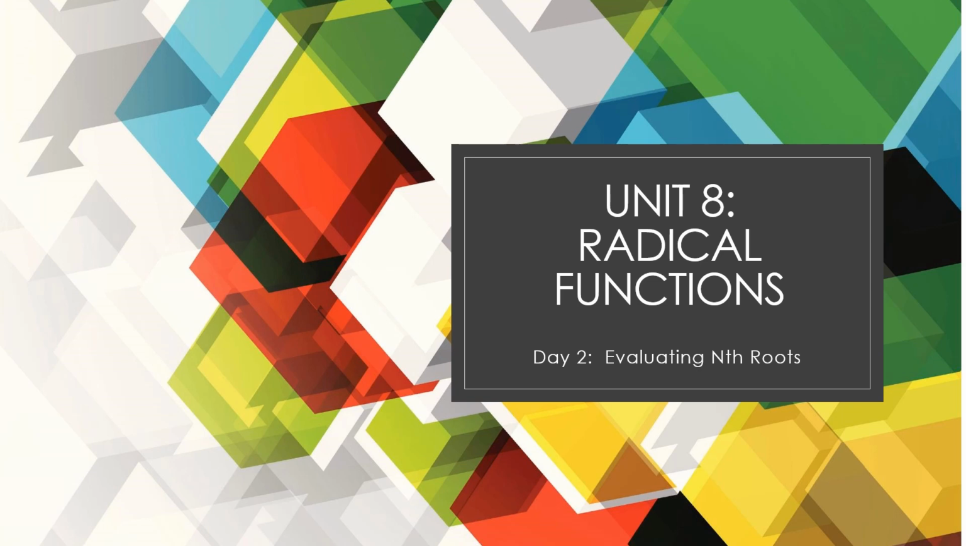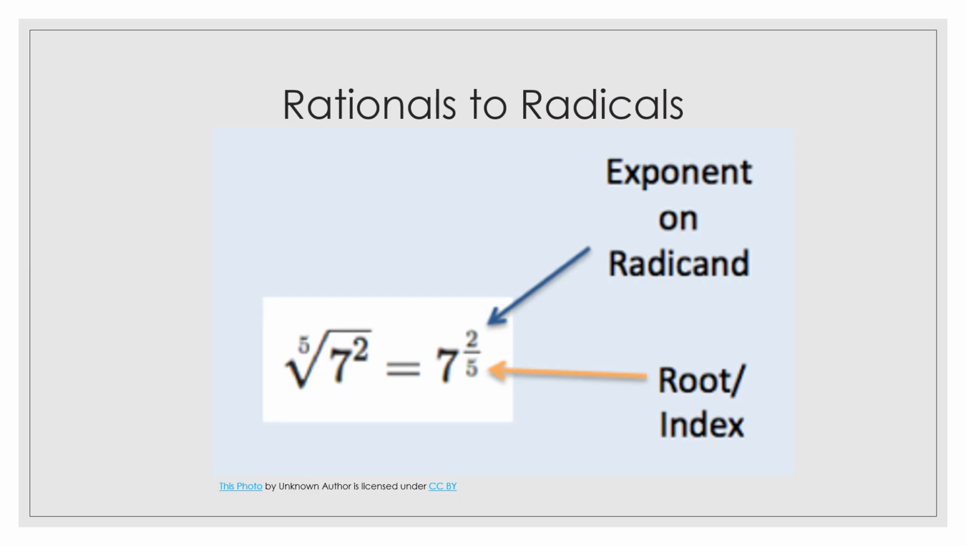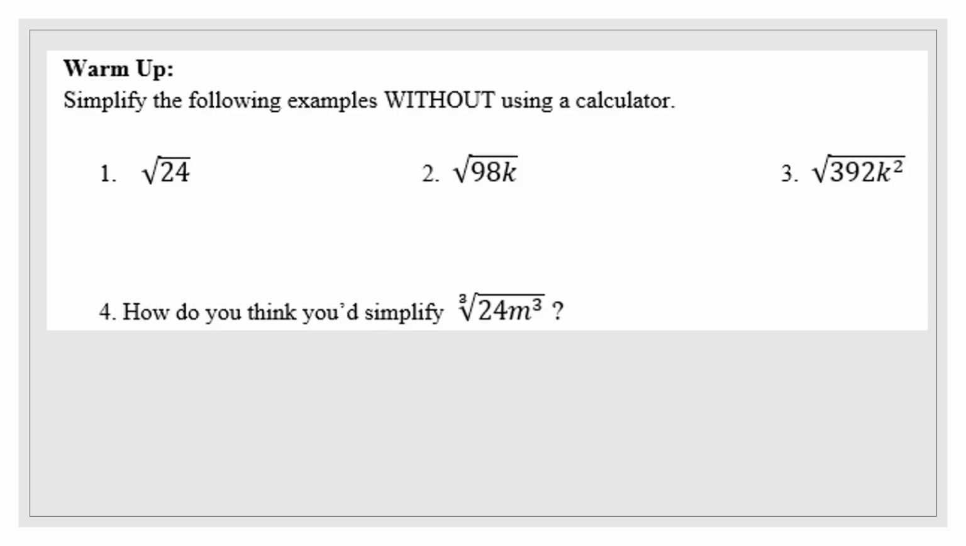In this particular lesson of radical functions, we are going to be evaluating nth roots. As we looked at in the prior lesson, we went back and forth converting between radical form, the fifth root of 7 squared, and rational exponent form, 7 to the power of 2/5. Remember, the root is what's inside the little hook of your radical symbol. That's called your index, and it becomes the root or the denominator of the fraction. The power of your base, 7 to the second power, becomes the numerator of that rational exponent.